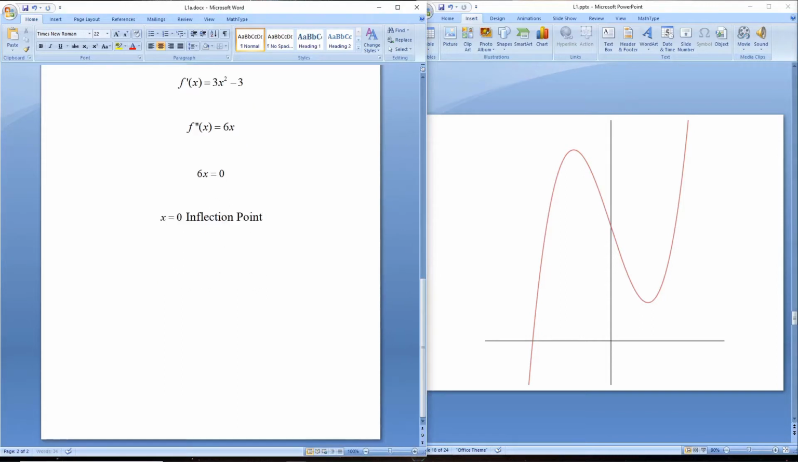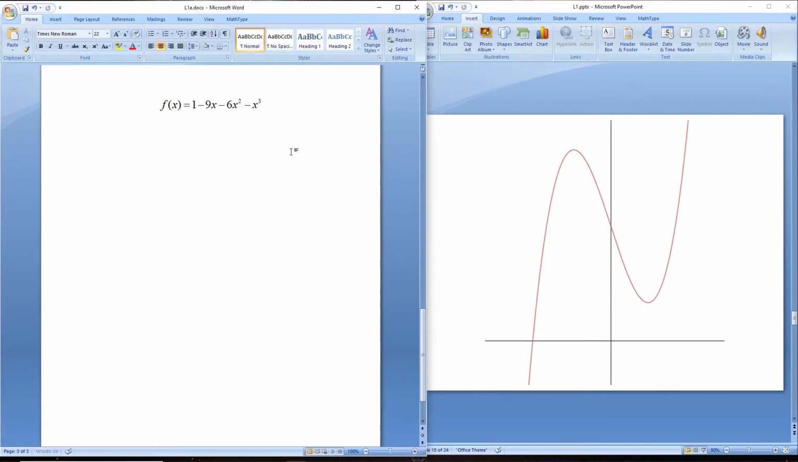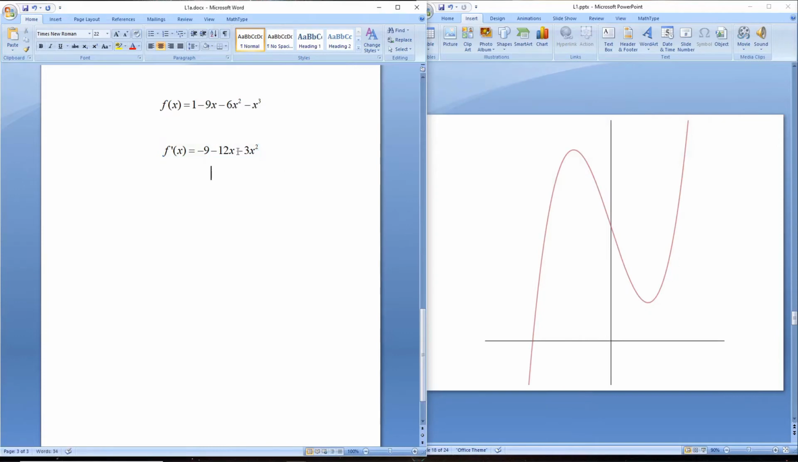So let's try another one. And we want inflection points. We want to know, where are the inflection points of this function? And we need the second derivative for that. And to get the second, we need the first. So the derivative of 1 is 0. The derivative of minus 9x is minus 9. Minus 6x squared is minus 12x. And minus x cubed is minus 3x squared.